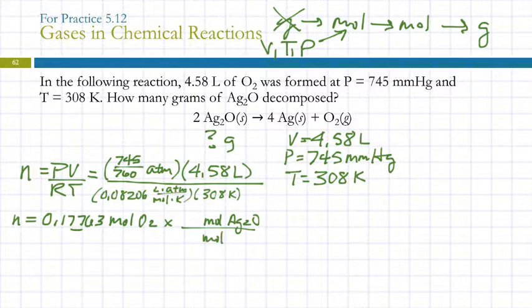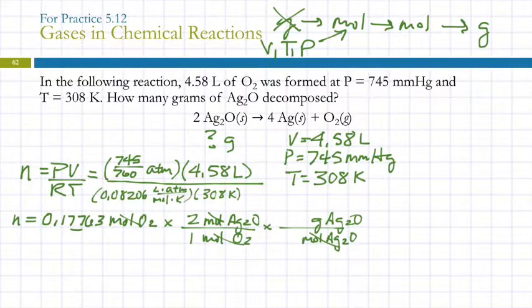So I have moles of oxygen down here, and those are going to cancel out. And then here, I'm going to have grams of Ag2O in the numerator and moles of that in the denominator. The mole ratio comes from the balanced chemical equation. It takes 2 moles of Ag2O to make 1 mole of oxygen. So this is 2 to 1.